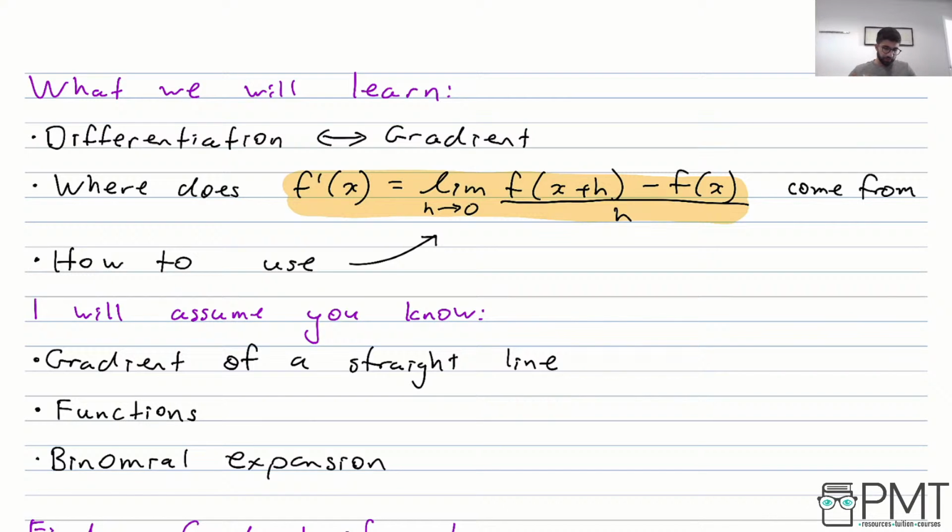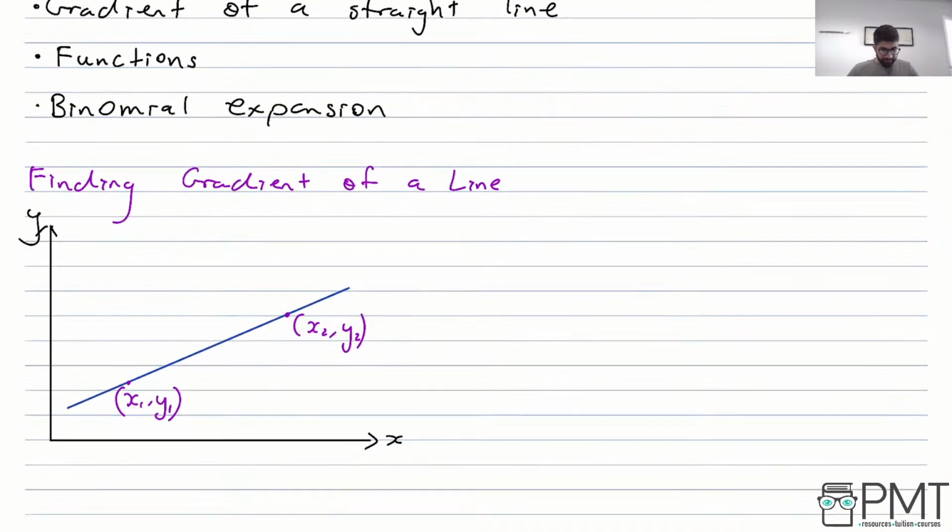I will assume that you know how to find the gradient of a straight line, and you have seen functions and binomial expansion before, because we use those two topics in actually applying this formula to questions. Okay, so let's start with finding the gradient of a line.